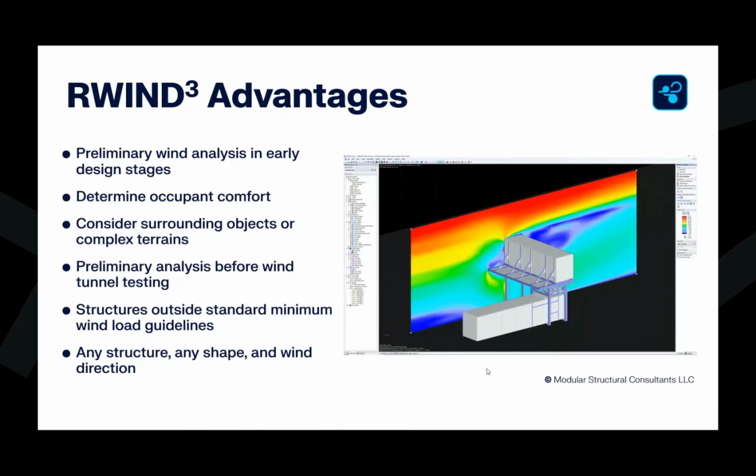But when we have complex geometries that the code really does not touch upon, we see this used a lot with fabric tensile structures, or maybe buildings that have a lot of reentrant corners or adjacent objects. Again, this just allows us to dive a little bit deeper into the wind analysis and to provide us a tool to double check our guesses and our estimations. And all in all, this program can be used for any structure type. It's not just buildings, but really anything is possible, any shape and any wind direction, because we have the ability to rotate that wind tunnel as well.